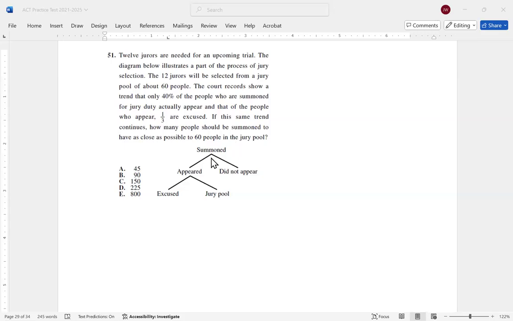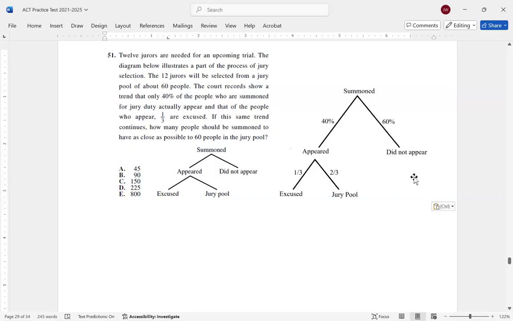in the jury pool? Now, if you think about this, we have this tree diagram. Going from summoned to appear is about 40%. Going from summoned to does not appear would be about 60%. From appear to excused, a third of the people go into the excused pile. 2/3 of the people go into the jury pool pile. If I wrote that down, I'd get this shape right here. So summoned, 40% appear, 60% don't. A third are excused, 2/3 go into the pool.